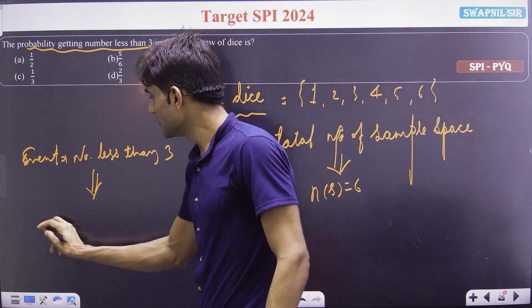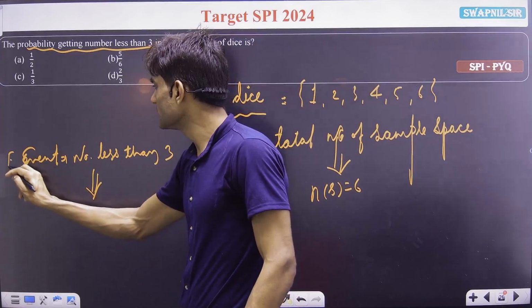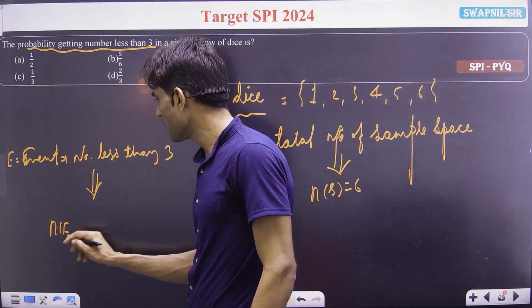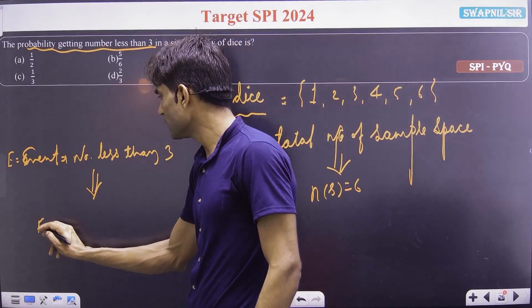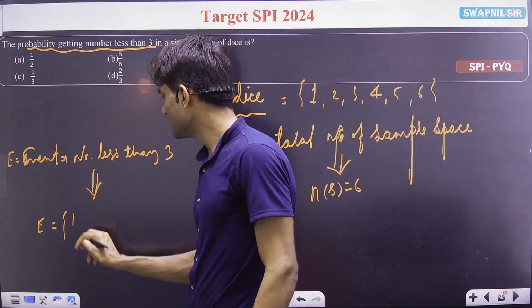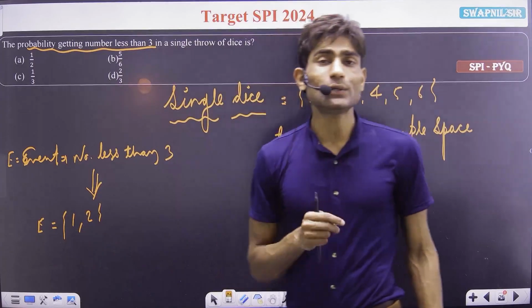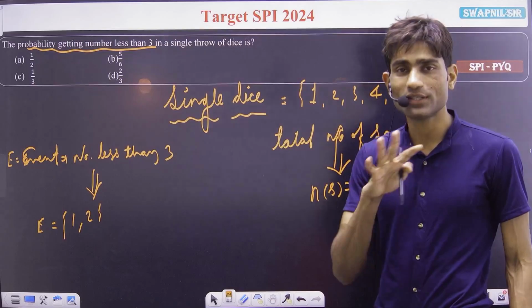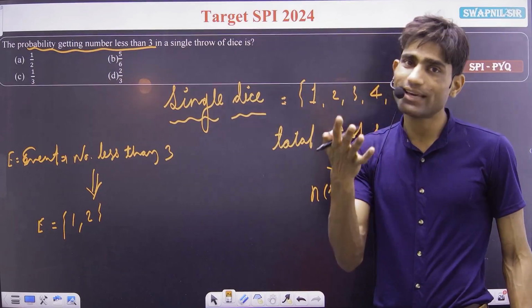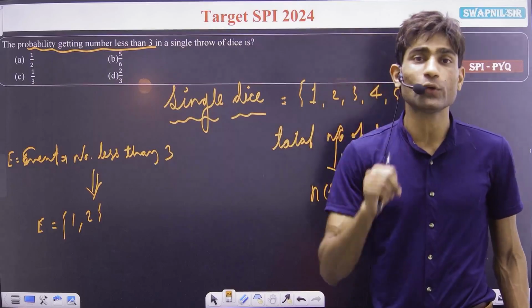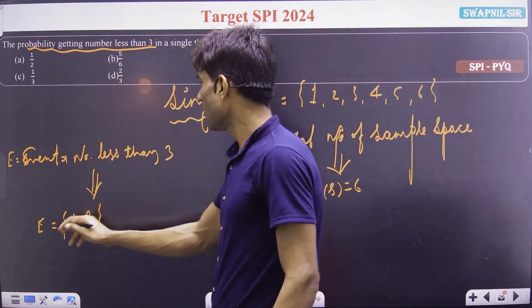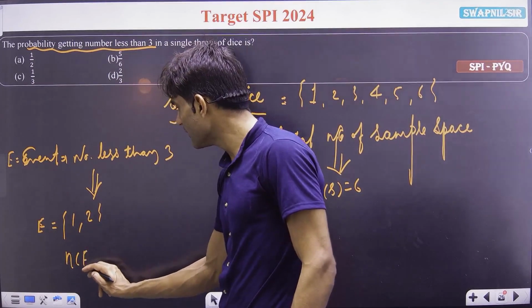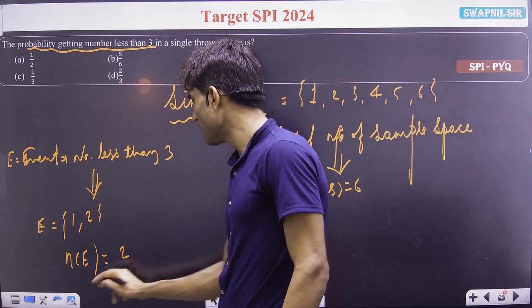Consider this as the event E. We want the number of elements in E. So first of all, write down the elements possible in E, which are 1 and 2. We cannot consider 3 as part of our favorable event because we want less than 3. If it were less than or equal to 3, then you could include it. So the number of elements in event E is 2 here.